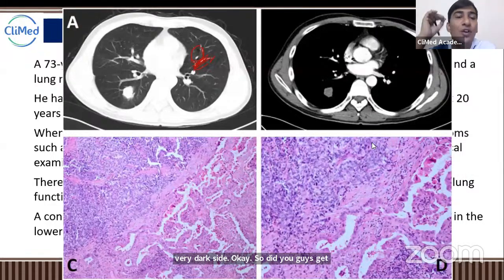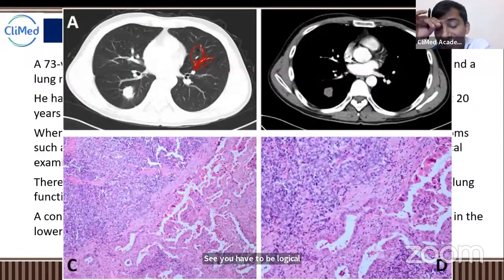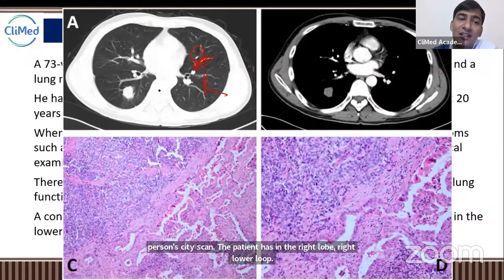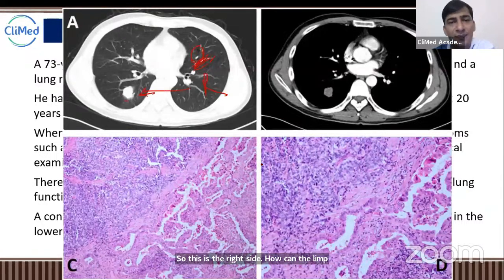See, you have to be logical first. This is the same patient's CT scan. The patient has the lump in the right lower lobe, so this is the right side. How can the lump be in the left side? Can you please tell me? Not at all. This is the lump.